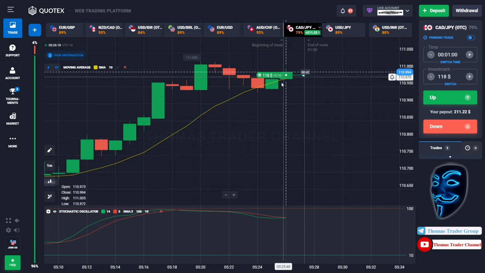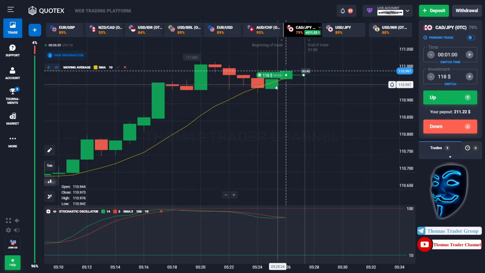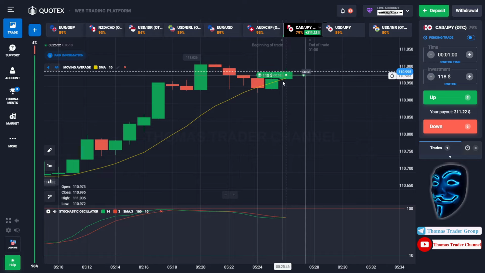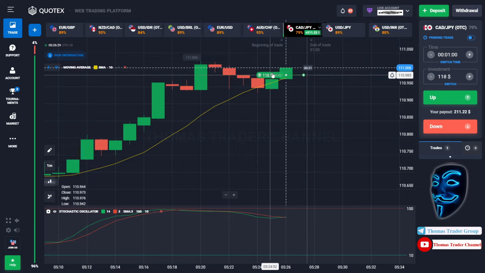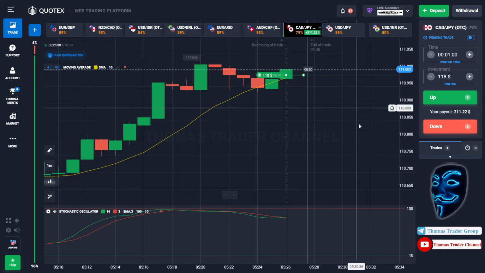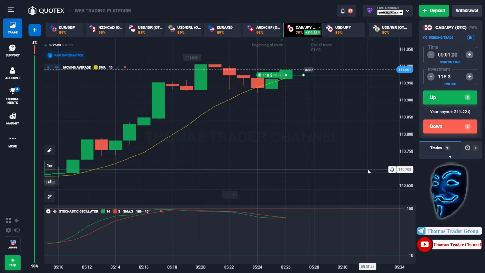Like what I said before, when the market touches the moving average line, the market will make a rebound and it will continue the bullish trend. Let's pivot and let's wait till the end of our trade.